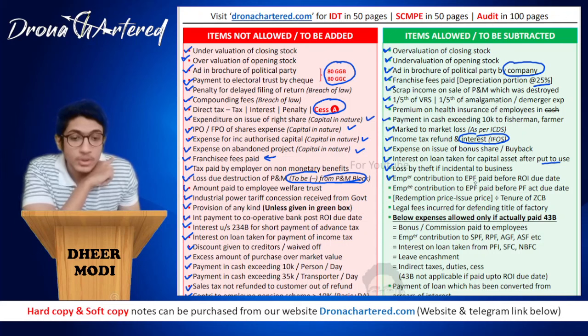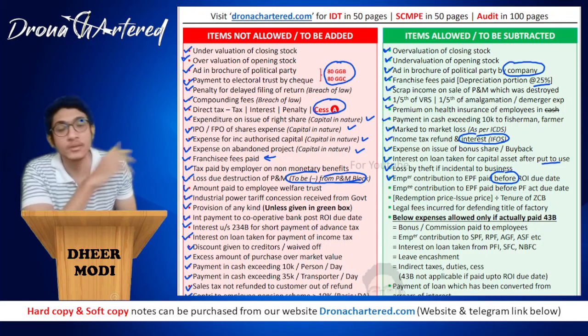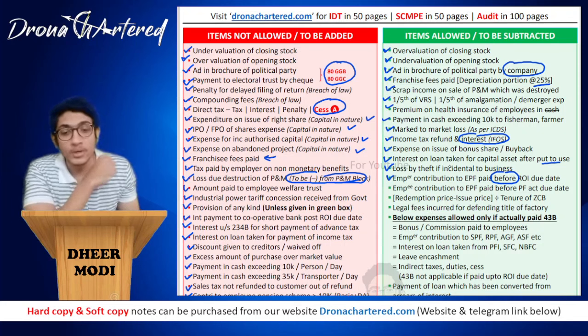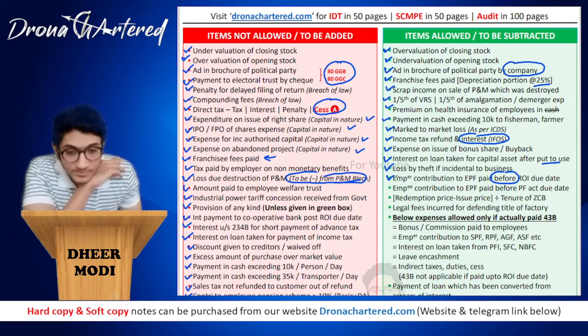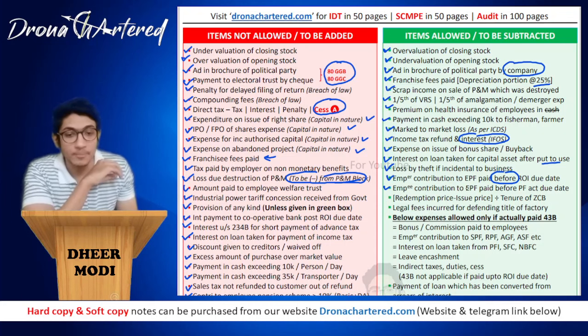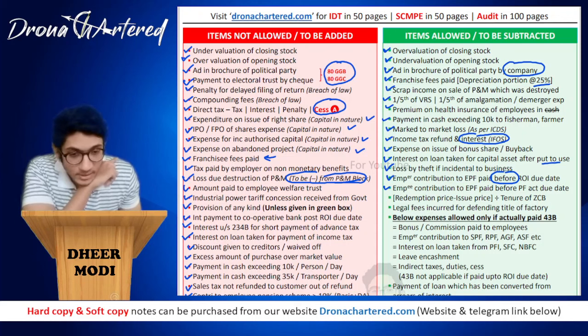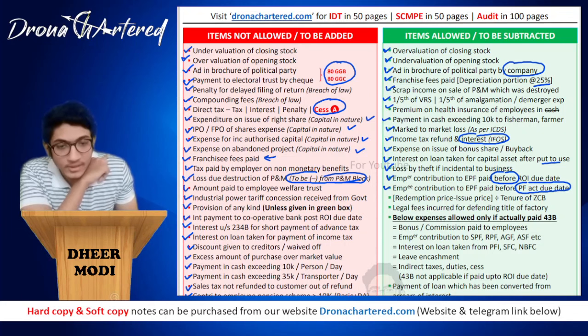Employer contribution to EPF: remember, only if it is paid before the ROI due date, that is your return due date, will the employer's contribution be allowed. Now next is your employee contribution to EPF paid before PF Act due date. If your employee contribution has been paid, only then will it be allowed to be subtracted. Now this has to be paid before the PF Act due date. Remember, above it was the ROI due date, over here it is the PF due date.